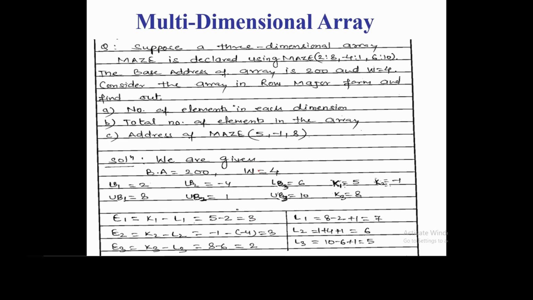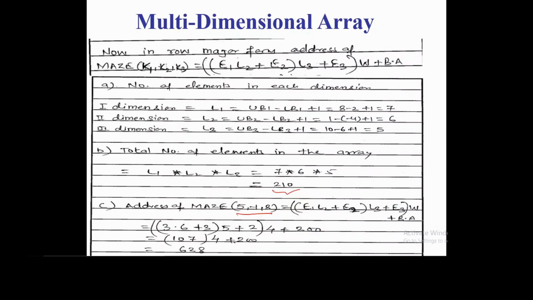E2 will be K2, that is -1, minus -4, that will be 3. And E3, the effective index 3, will be K3 minus L3. So K3 is 8 and L3 is 6, 8 minus 6 equals 2. So these are the effective indexes E1, E2, E3. Now these effective indexes and the length of each dimension will be used here in the formula.